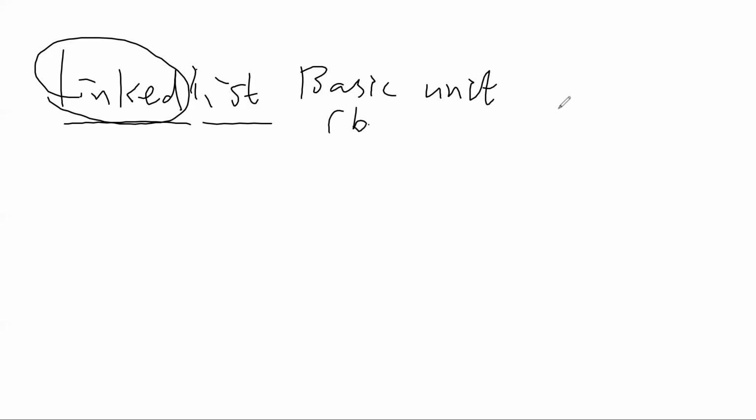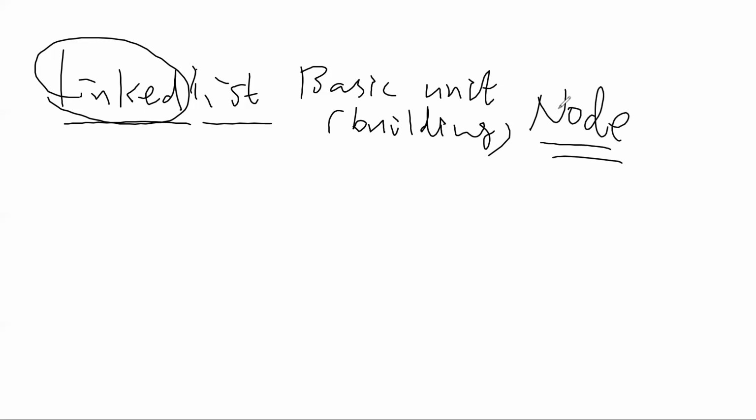So linked list, based on the name, it's linked, using something linked together to create a list, okay? And so what is the thing that we link? Basically in linked list, the basic unit, or we call it a building unit, for linked list we call it a node. So that's a new concept. Okay, it's a node. If I draw it, it's something like this, a node.